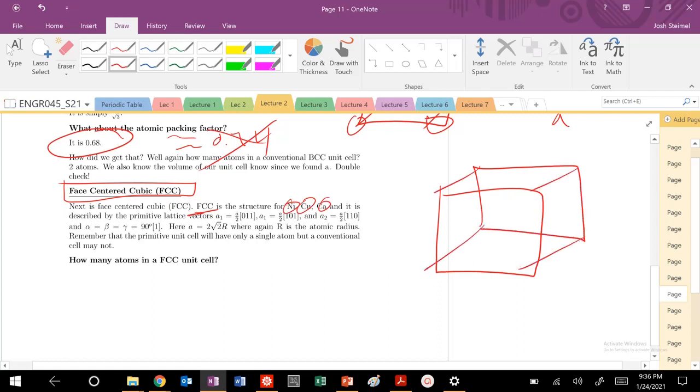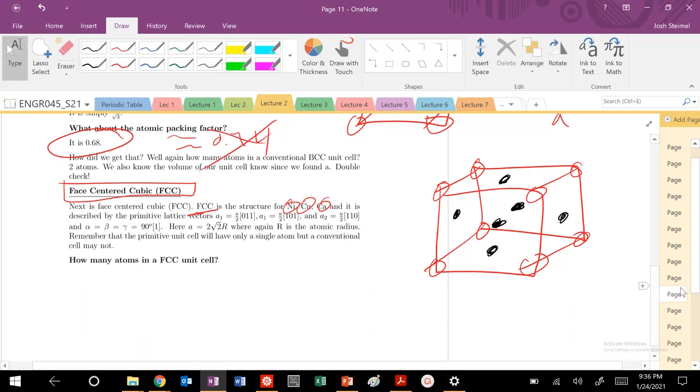face-centered cubic. So there are going to be atoms at the corners, as always, from our structure. There are also going to be atoms at the faces. I'm going to draw them as black here. So there are atoms right at the face of each of the 6 sides of that cube. Let's go ahead and look at the structure again.